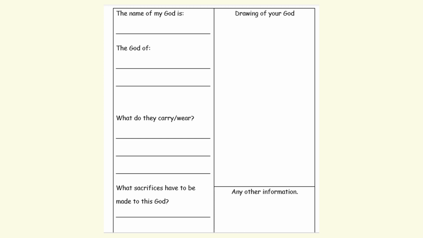So you can choose one of the gods or goddesses. The name of my god is. What are they a god of? What do they carry and wear? So look at the pictures. What sacrifices have to be made to this god? Draw the god, and if there's any additional information, you can add that too.